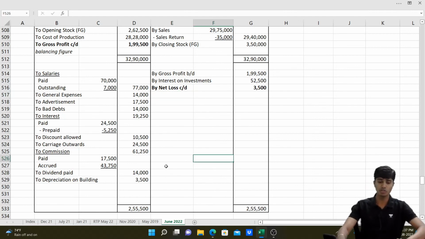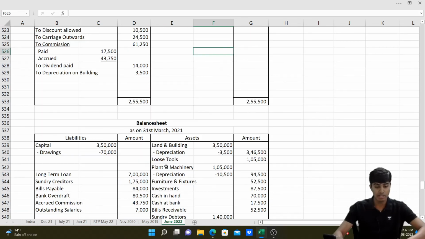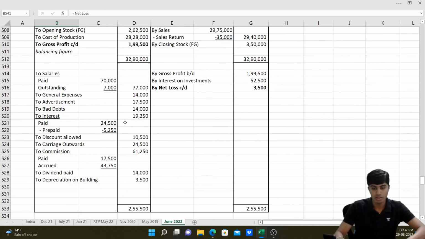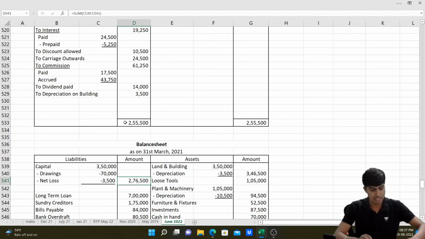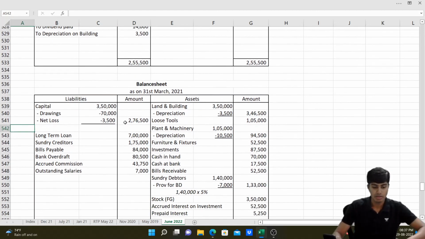This net loss of 3,500 needs to be deducted from our capital. So alongside with capital, we write less net loss, how much? 3,500. Done. Now do 3 lakh 50 minus 70 minus 3,500 will arrive at 2,76,500 rupees. This is our capital.